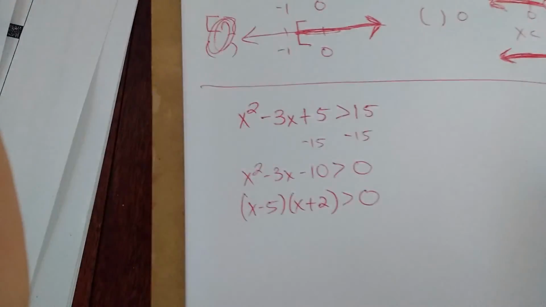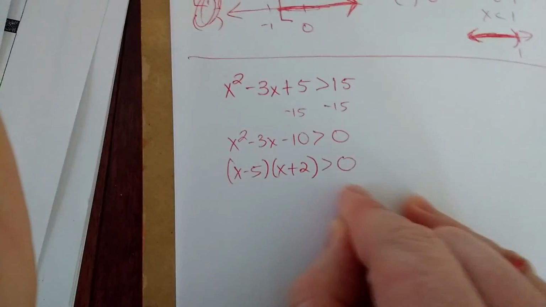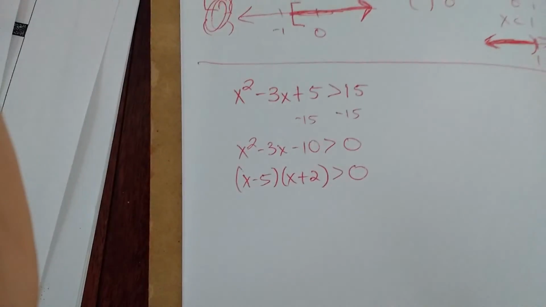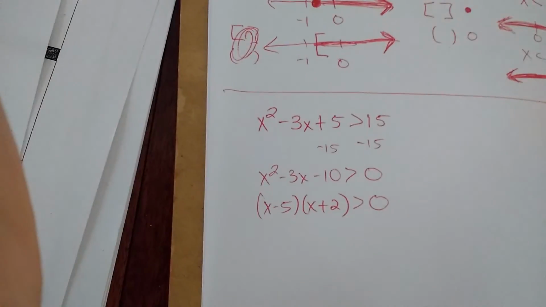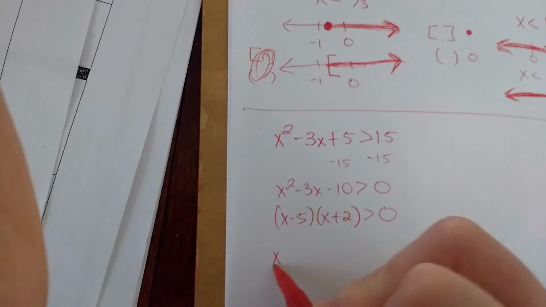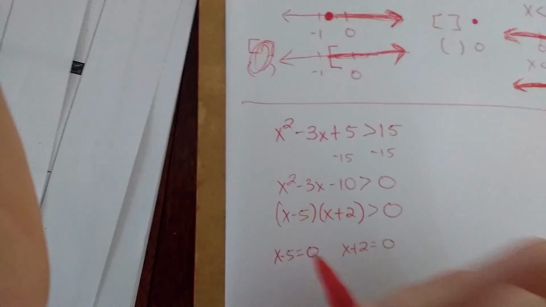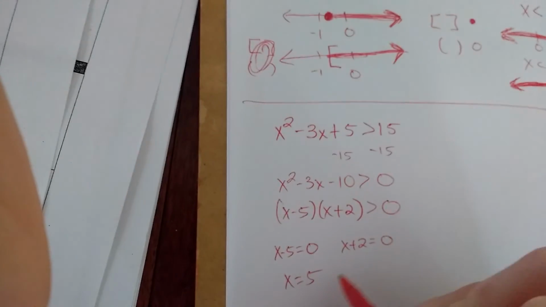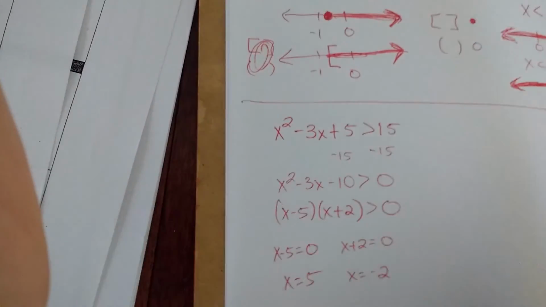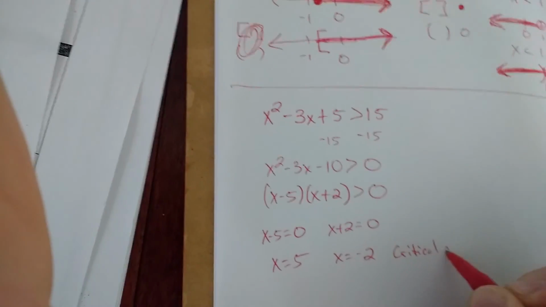Now this is the weird part. You can't just take each one and say x minus 5 is greater than 0, x plus 2 is greater than 0. That doesn't work. It's not true. Again, we can talk about why tomorrow. So what you do is you solve each one like it's an equation, and that'll give you 2 points, x equals 5 and x equals negative 2, and we're going to call those critical points.